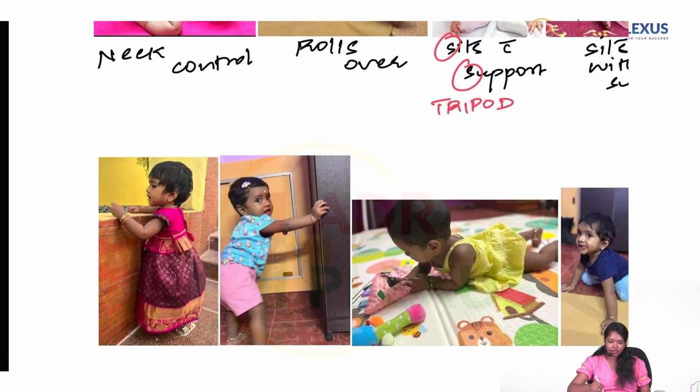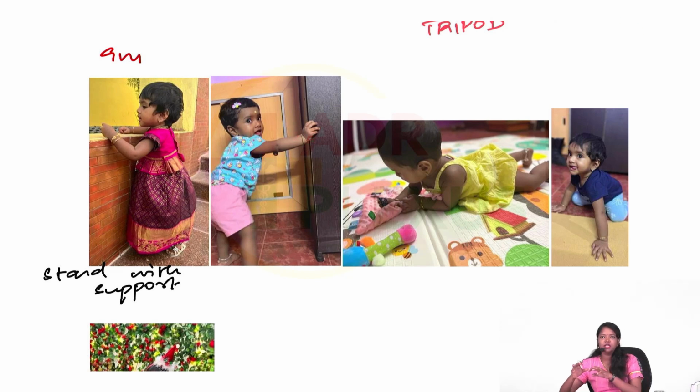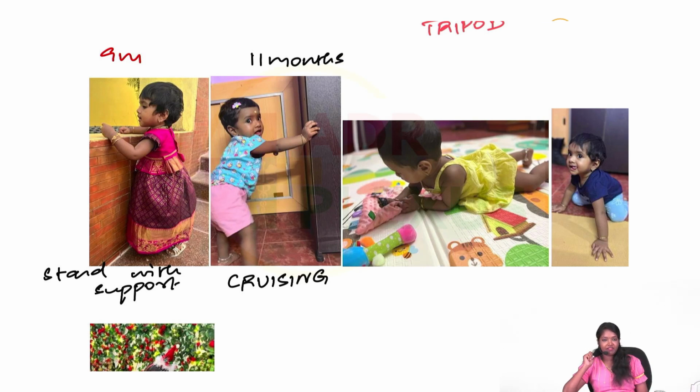Come down. What is the baby doing now? The baby was sitting without support, and is now standing, but standing with support, holding on. When does standing with support occur? 9 months. At 9 months, the baby will be able to stand with support. What is the next image? The baby is holding on to furniture and trying to walk. Can you see? That is called cruising. Cruising occurs somewhere around 11 months of age.